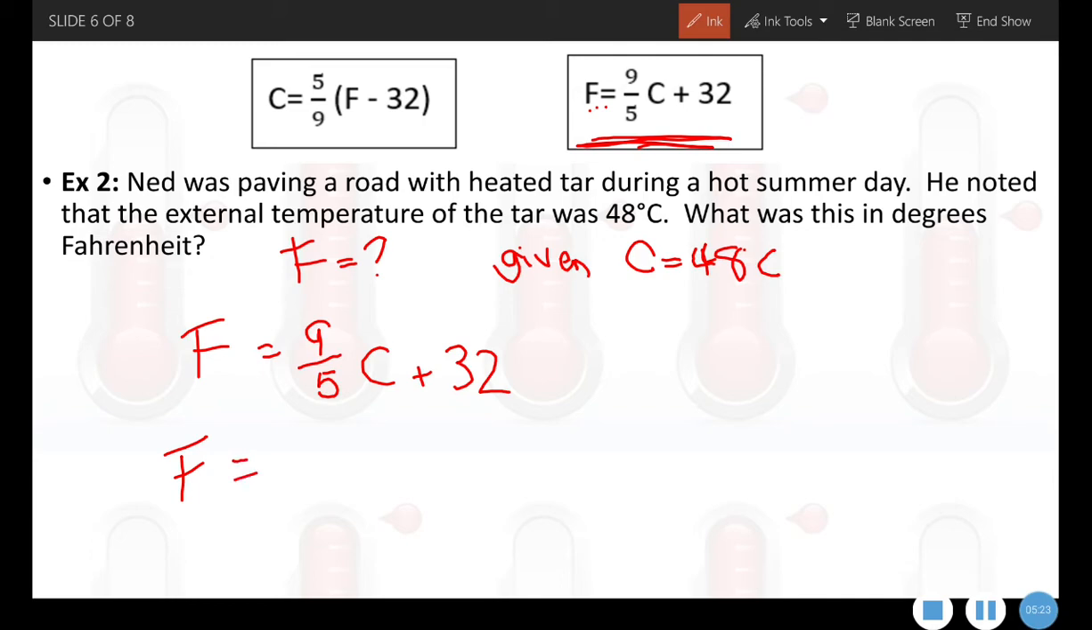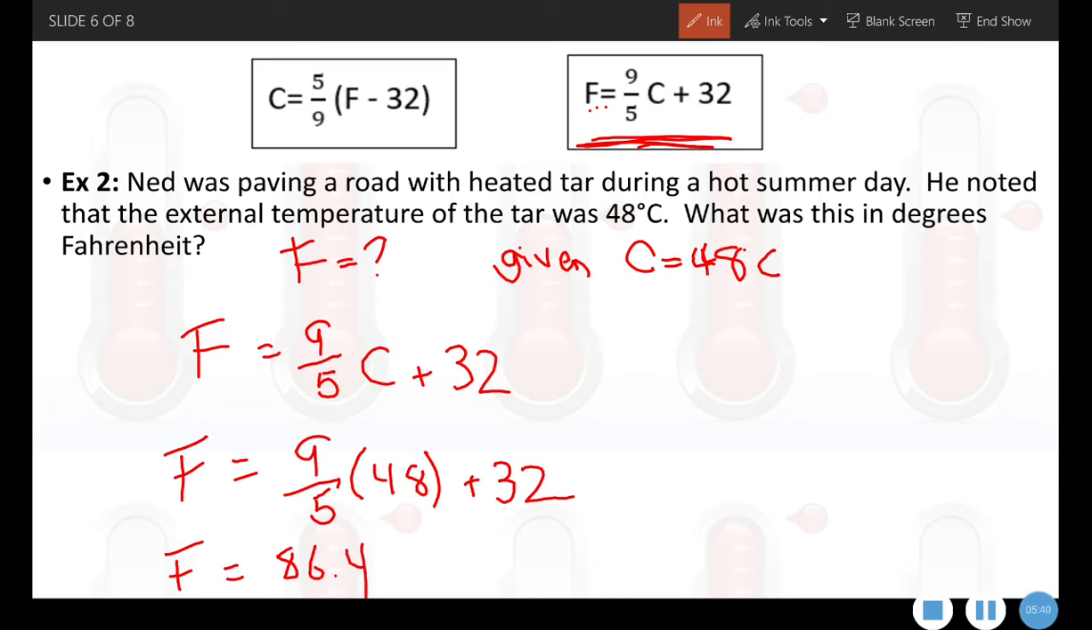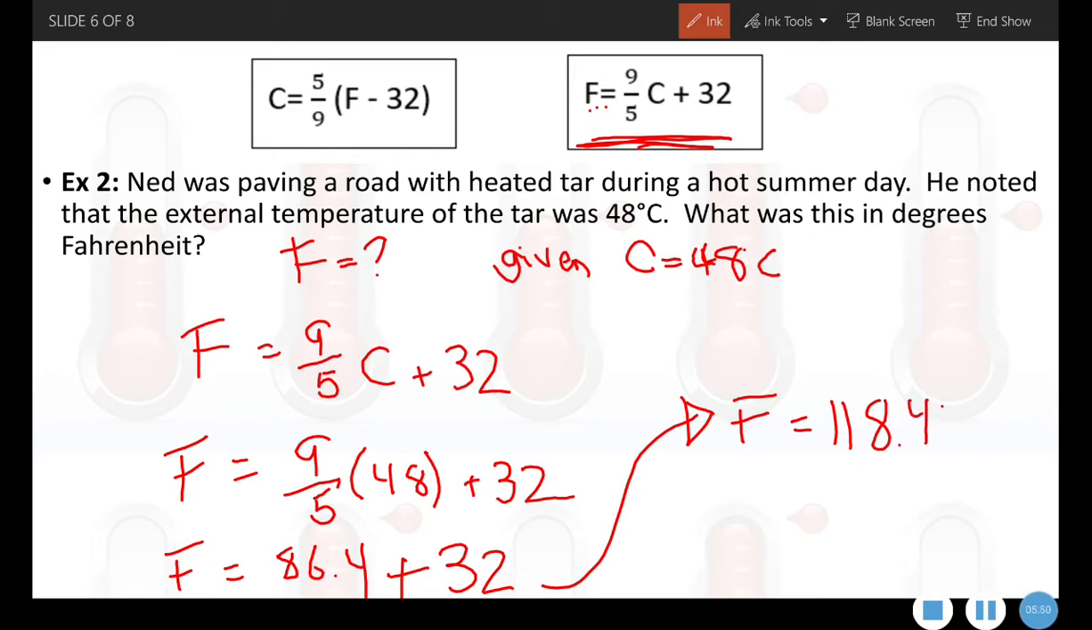So 9 over 5 is times by C, which is 48, plus 32. So we're going to go 9 over 5 times 48 on my calculator, and that's going to give me about 86.4, but I'm not done because I still have to add 32 to that. So in Fahrenheit, 48 degrees Celsius is about 118.4 degrees Fahrenheit.